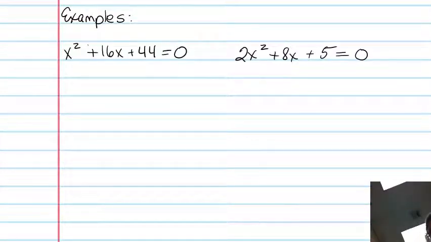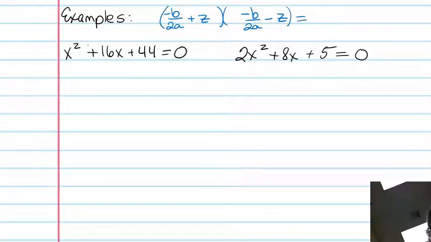Okay, so we're going to use this procedure. Again, your answers are negative b over 2a plus z and negative b over 2a minus z. Those are your actual answers. And the thing about your answers is that they have to multiply together to give you c over a. So we're going to use this for these two examples.